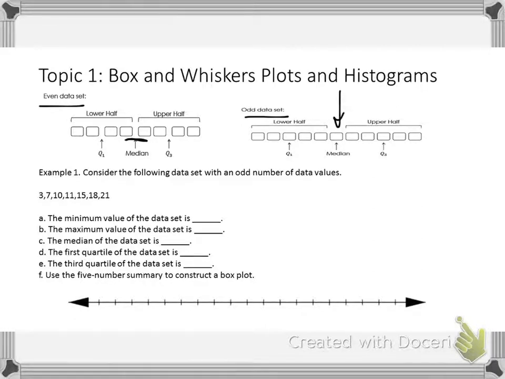Okay, so one of the slides I have on here is how to use Desmos. So it says, consider the following set of data. Here it is. They want us to find the min, the max, the median, the first quartile, third quartile, and then make a box and whiskers plot. So that's what we're going to do.